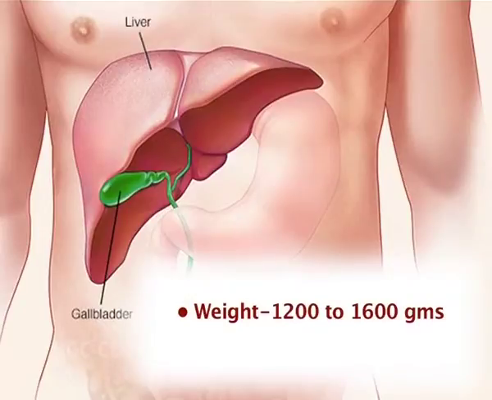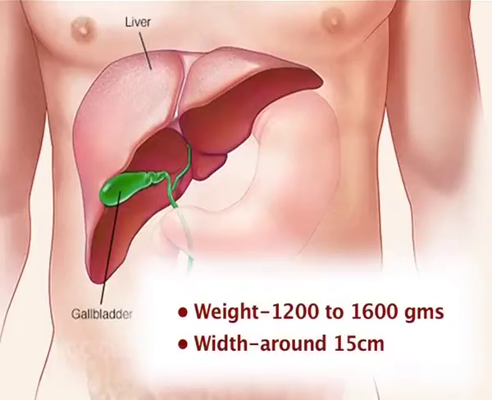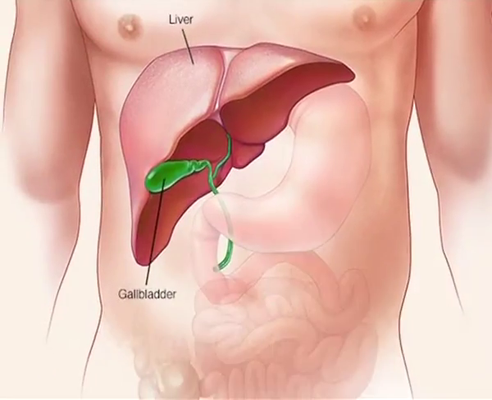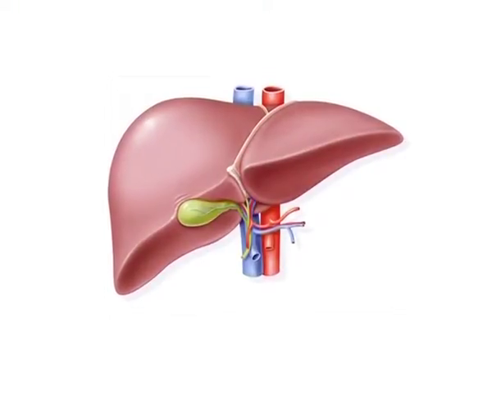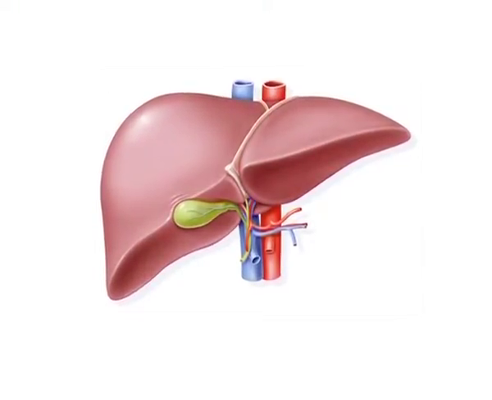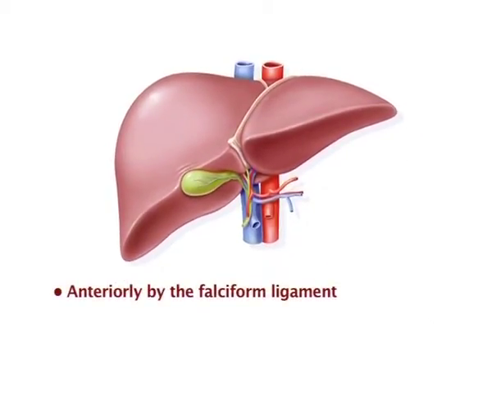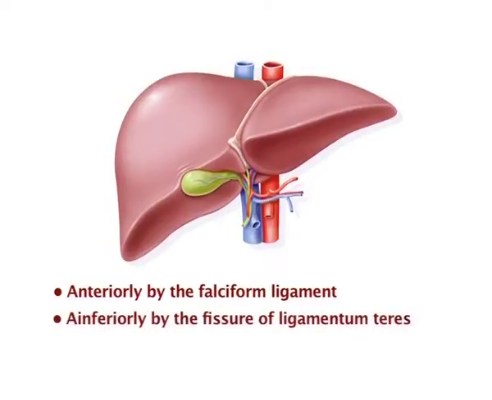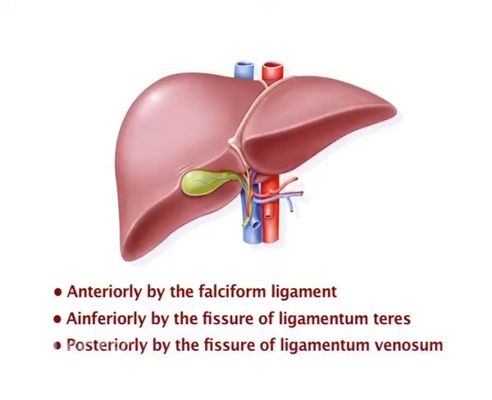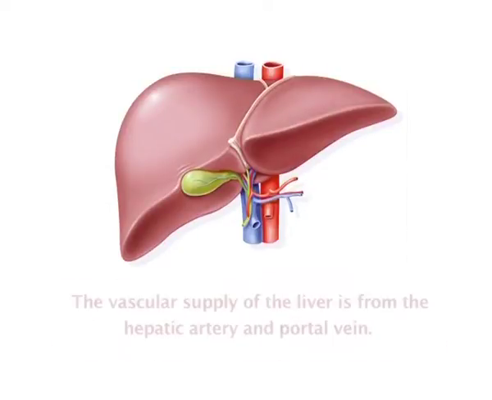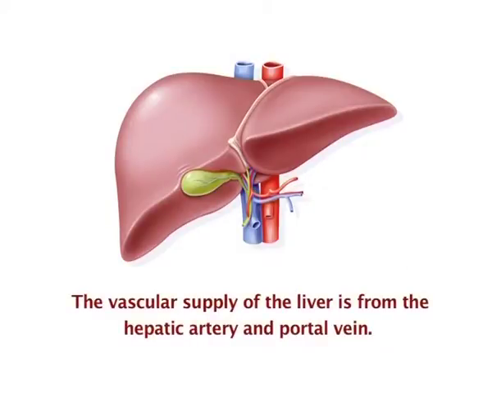It weighs around 1200 to 1600 grams and has a width of around 15 centimeters. It is located in the right upper quadrant of the abdomen. It is a wedge-shaped gland which has two anatomical lobes, the right and the left. The lobes are divided anteriorly by the falciform ligament, inferiorly by the fissure of ligamentum teres, and posteriorly by the fissure of ligamentum venosum. The vascular supply of the liver is from the hepatic artery and the portal vein.